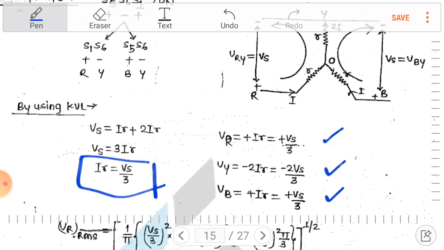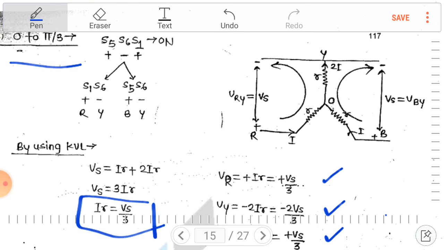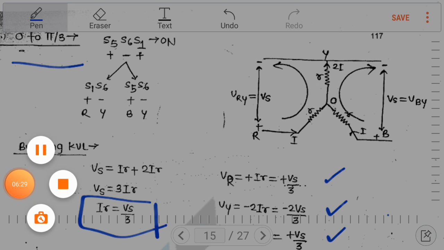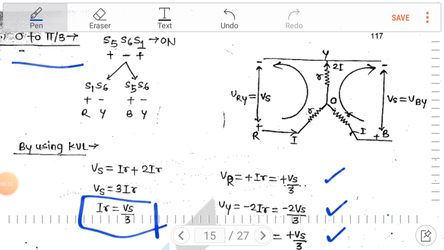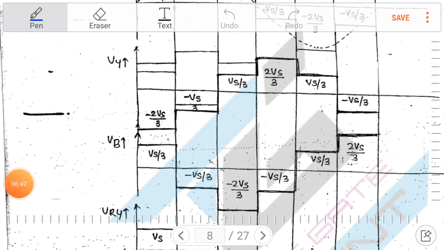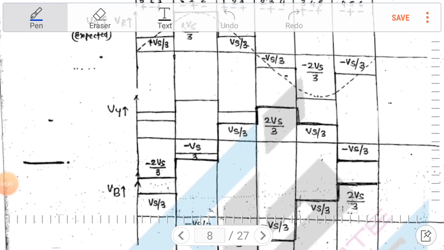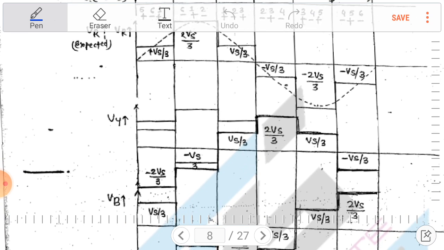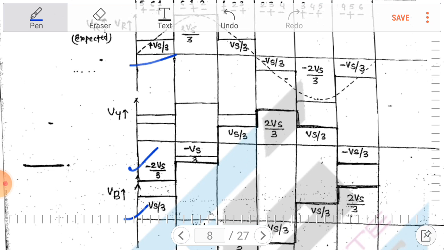So in mode first, from 0 to pi by 3, we obtained the values of 3 phase voltages. Similarly, we can carry on our analysis for all 6 modes, and we can get the complete waveform of a total cycle. So we get VR, Vy and Vb in mode first as Vs by 3, minus 2 Vs by 3 and Vs by 3. By using this information, we can find the line voltages.